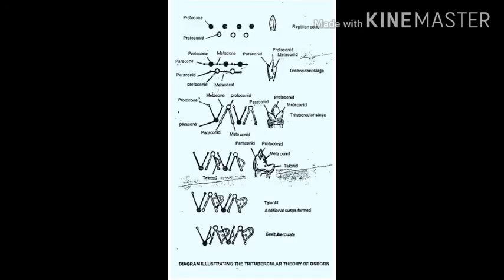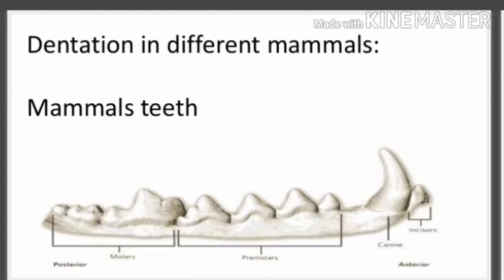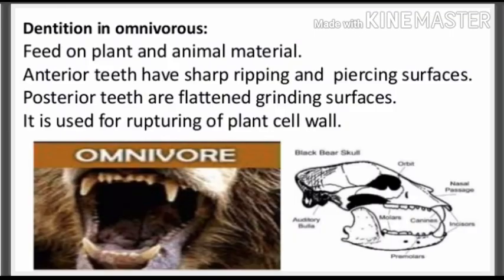What is the significance of dentition? Yes, there is a significance. The arrangement and number of teeth is useful for the classification of mammals. The second one is that the number of teeth present gives an idea of the approximate age of the mammal. And the third one, dentition provides a clue to the diet of the mammal.